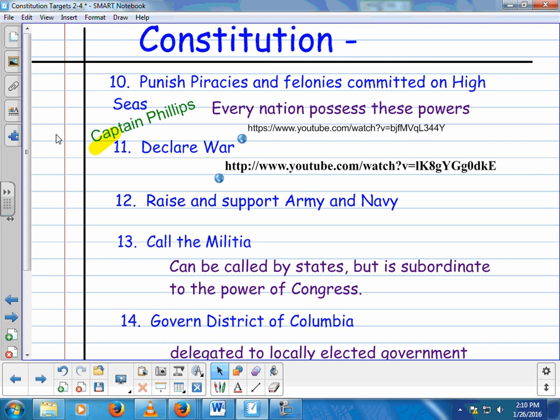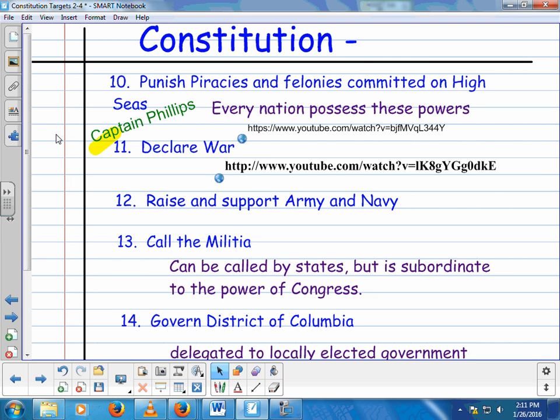What this permits is any nation can go after and punish those people who are pirates. In the movie Captain Phillips, he was captured by Somalians, and our country sent the Navy to recapture the ship. I'm not going to tell the whole story, but you can watch the movie and see exactly what happened in this situation, and it all was a result of being permitted in this clause, punishing piracies and felonies on the high seas.